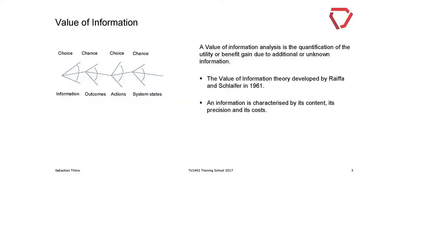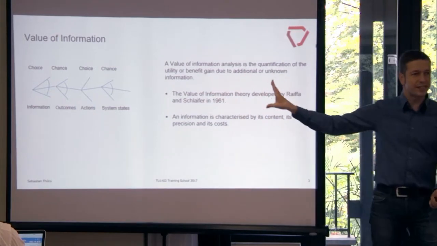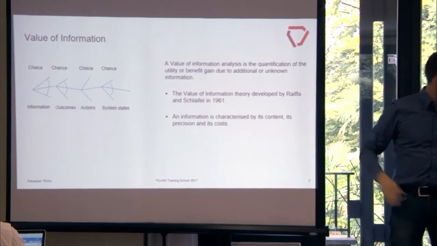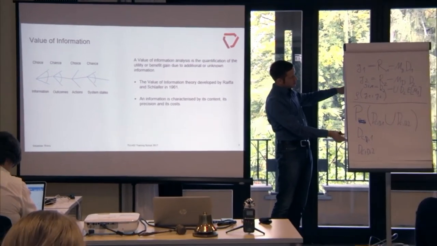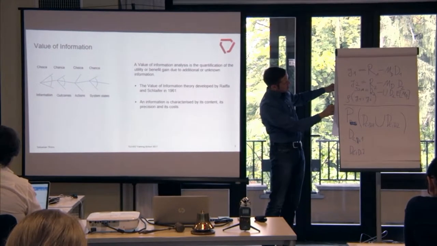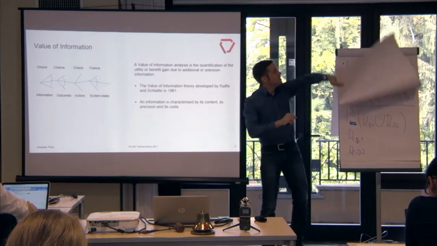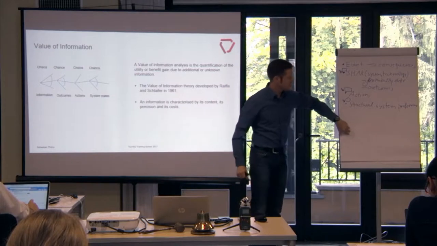Okay, so when we look in the book of Raiffa and Schlaifer on the value of information analysis, we can find there these four elements, and we remember that on the first day we have been talking about the value of information analysis, and we identified it somewhere in these sheets here. It should be on the first page. Here we developed it. This is what we talked through.